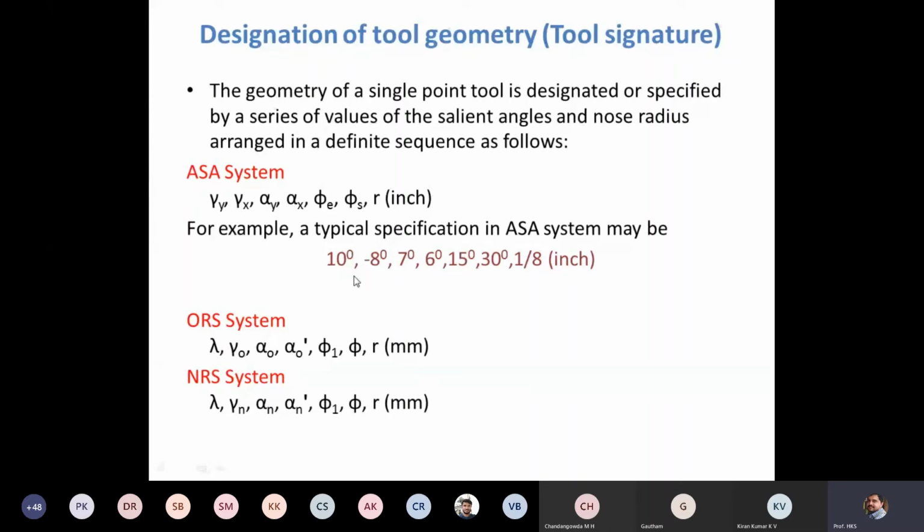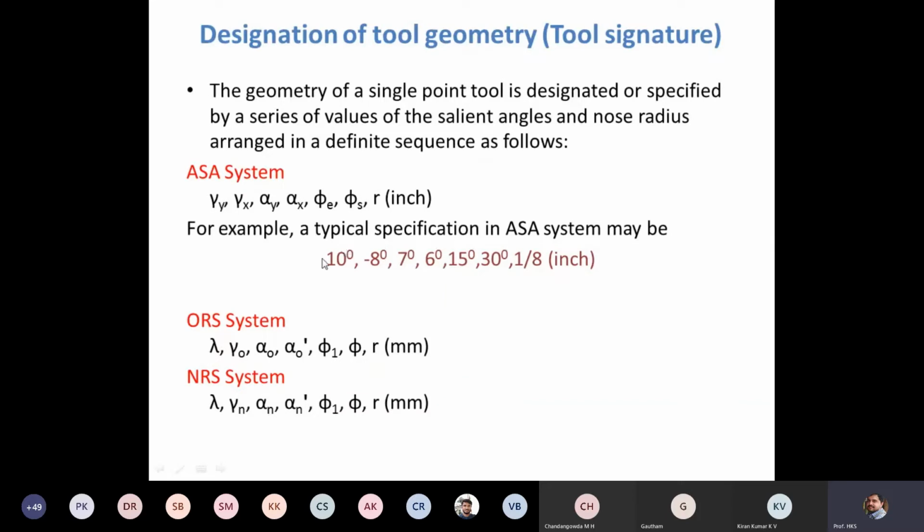So designation of tool geometry, also known as tool signature. That means if you go for buying any cutting tool, and we are discussing single point cutting tool, its specification will be given like this. Depending on the type of system they are following, in the specification you can see 10 degree, then minus 8 degree, 7 degree, 6 degree, 15 degree, 30 degree, and 1/8 inch.